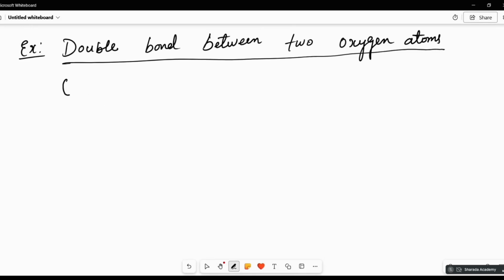So in oxygen, what is the valency of oxygen? 2. In the outermost orbit, how many electrons are there? 6 are there, so total 8, 2 comma 6. In the outermost orbit, 6 are there. Valency will be 8 minus 6, 2. That means it is ready to take 2 electrons.